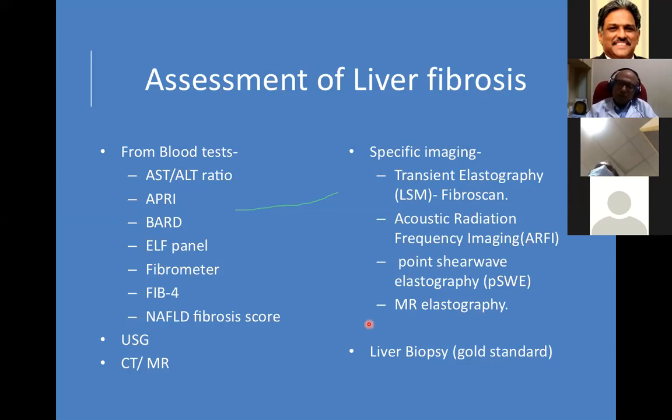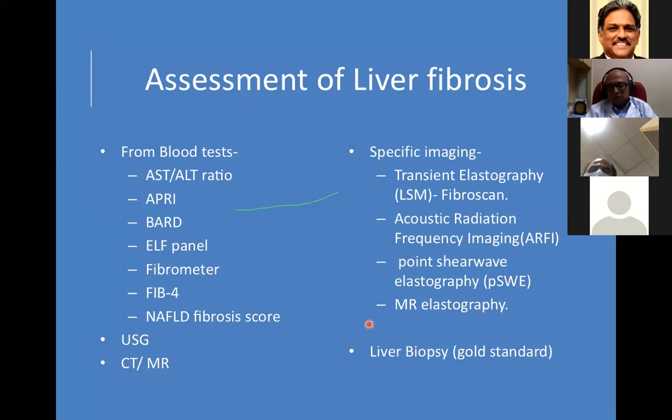And then there is AST to platelet ratio. And then there's a score called BARD. And then there are specific panels which are made by certain companies. One is called ELF and one is called Fibrometer and one is called FIB4. These are specific panels which can give an idea of fibrosis. The problem is that these may not be absolutely correct in predicting advanced fibrosis.